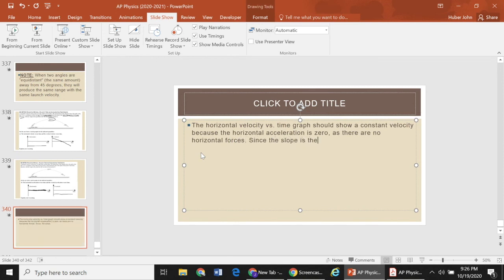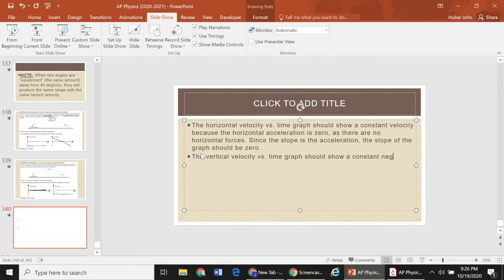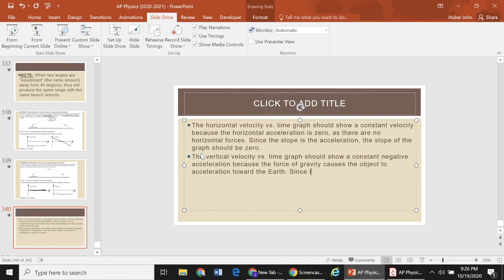Since the slope is the acceleration, the slope of the graph should be zero. And basically for the vertical velocity versus time graph, we'll say the same thing. The vertical velocity versus time graph should show a constant negative acceleration because the force of gravity causes the object to accelerate toward the Earth. Since the slope is the acceleration, the slope of the graph should be constant and negative.